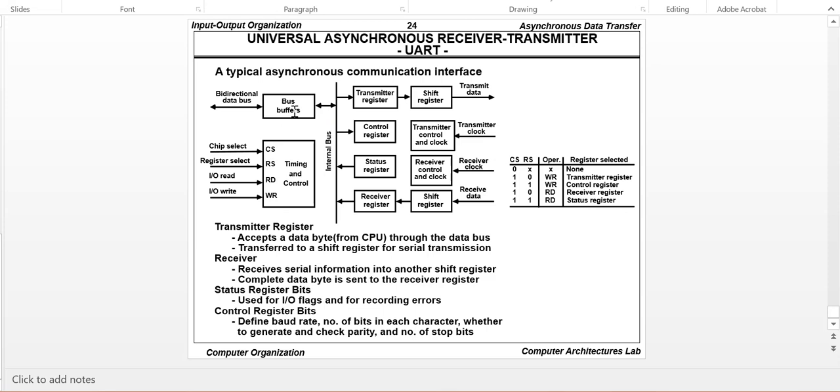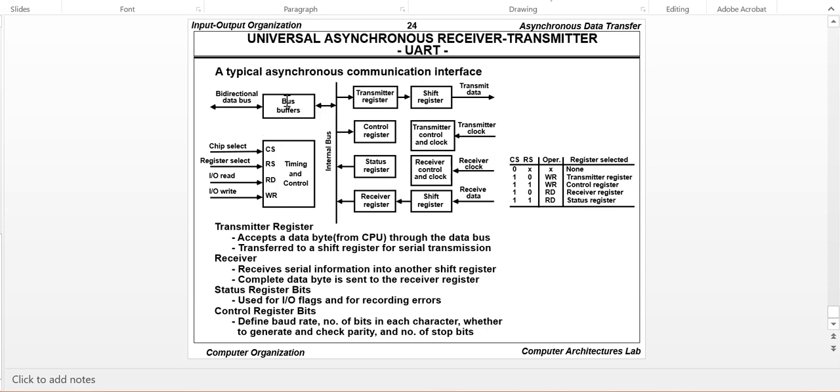Initially the CPU has to first ensure that the transmitter register is empty. If some previous data is still there, it should not, by mistake, place the new data on top of the old data. So it makes sure that the transmitter register is ready and empty. For that, it issues a status command. The status register will say whether the transmitter register is empty or not. Once it comes to know that it is empty, it places the data in the bus buffer.